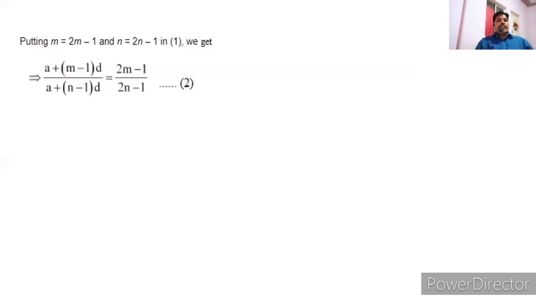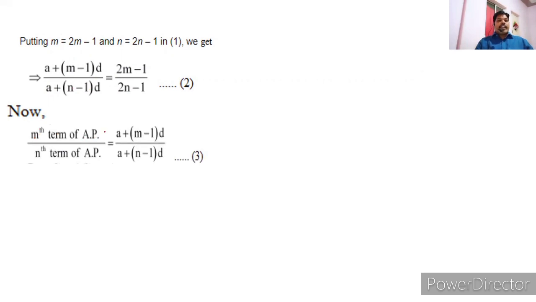What we will get that the numerator it will become a plus m minus 1 into d by a plus n minus 1 into d. Why? Because m minus 1 by 2 it will become m minus 1 and n minus 1 by 2 it will become n minus 1. In the RHS side, you have m by n. But what is the m value? M value will become 2m minus 1. And n value it will become 2n minus 1. All are understood, students?